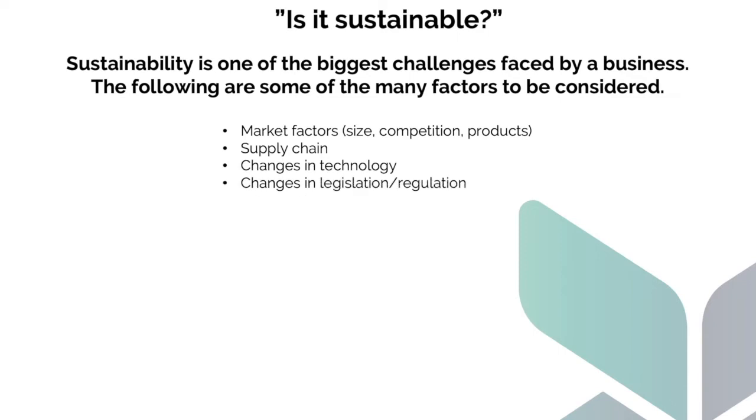Changes in legislation and regulation. We look at Brexit. That's had a massive impact on loads of different industries, because a lot of industries in this country import or export things. Budgetary constraints: if you don't have enough money to invest in your business, then you've got to look to the future. If your year 2 budget is based on you investing a certain amount of money, and in year 1 you don't make enough money to do that, then that will affect your sustainability.